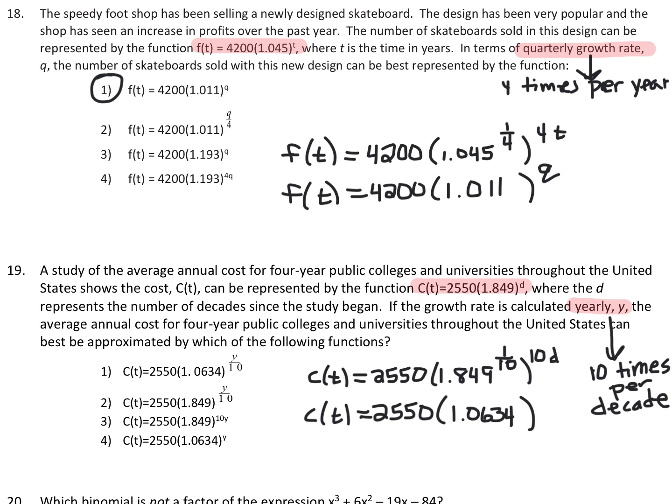But the answer choices are not in terms of d, are they? They're in terms of y's. So let's think about this. 10 times per decade. Well, what happens 10 times per decade? Doesn't a year happen 10 times per decade? So this is the same thing as saying a year, and they want us to use y for year. All right, so that matches up with choice 4.